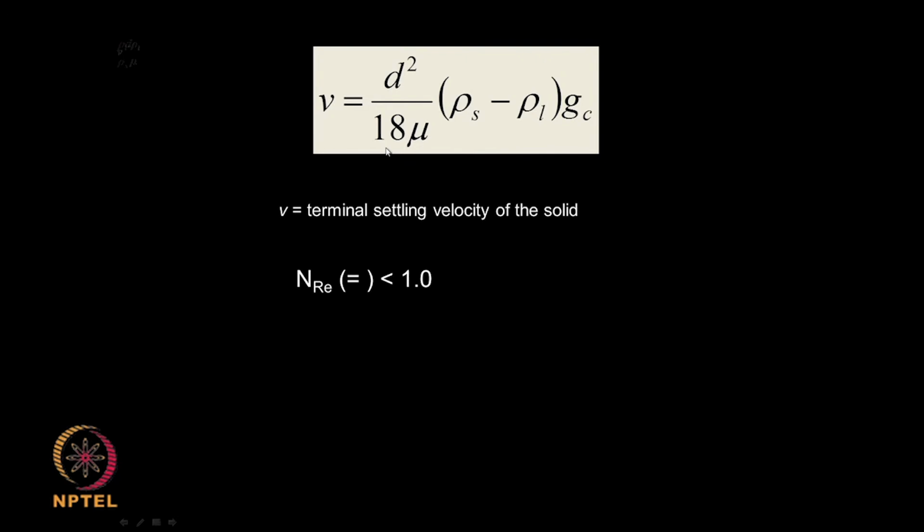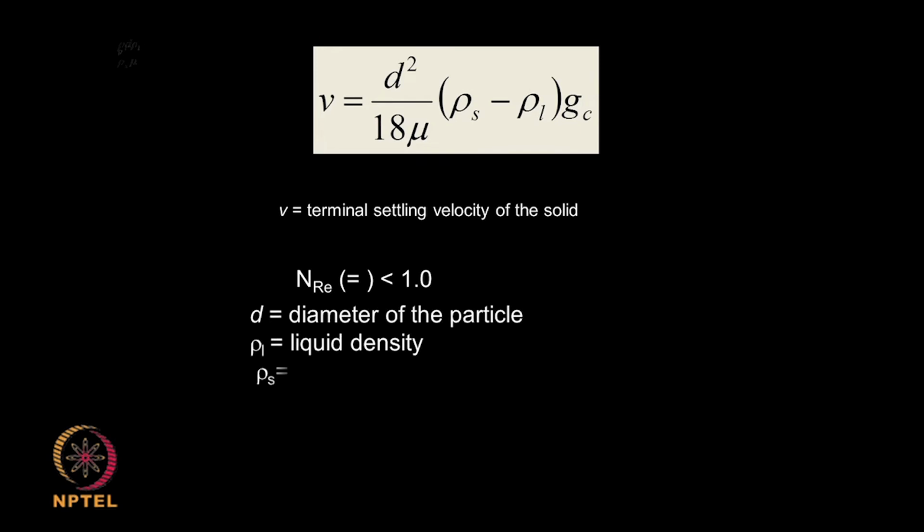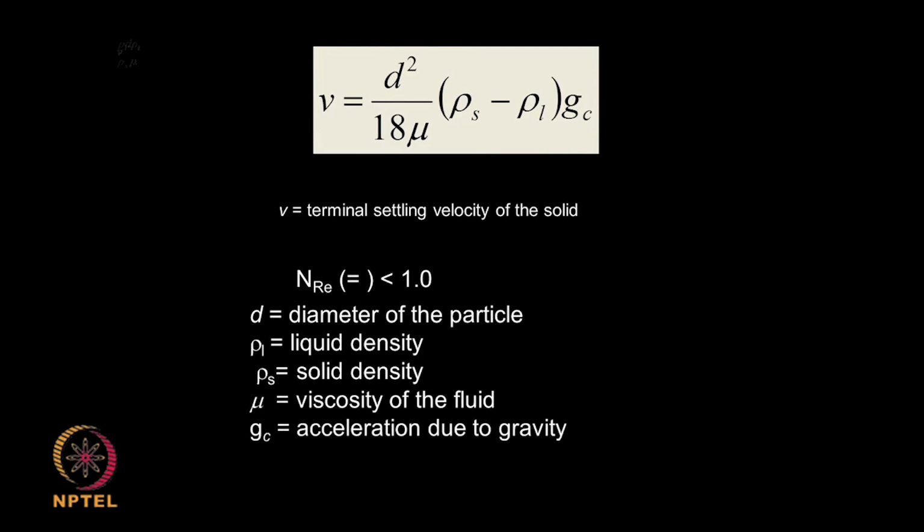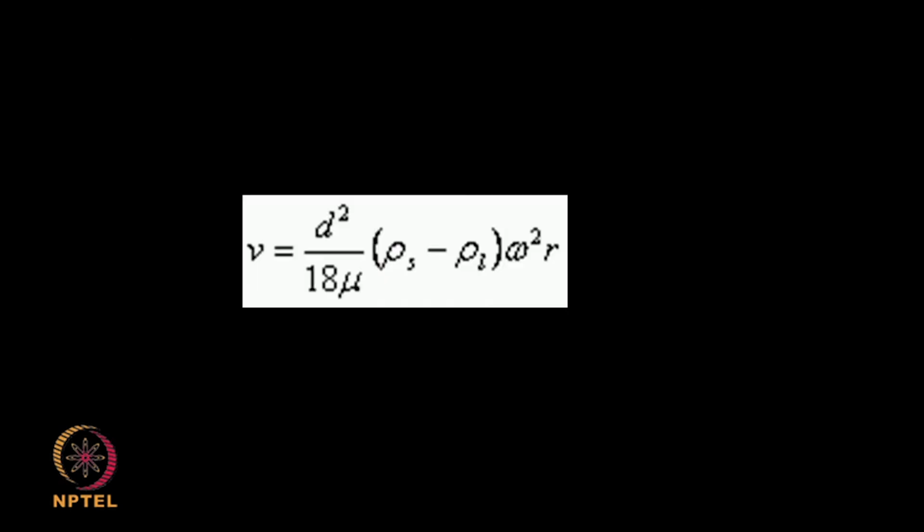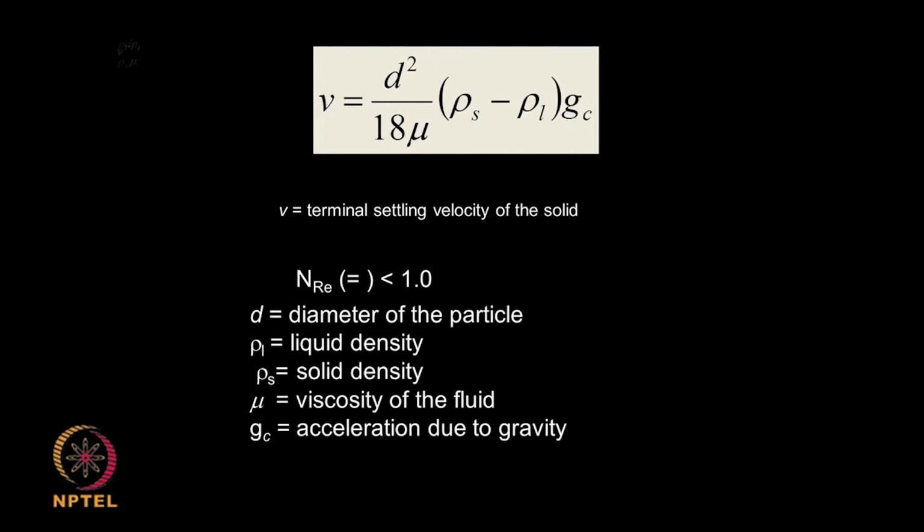The most important point you have to consider is that the solid should be moving at a very low velocity, that means at a very low Reynolds number. Generally the Reynolds number should be in the order of less than 1. How do you calculate the Reynolds number? The equation for Reynolds number, which you may all know, is Re equals d, the diameter of the particle, times u, the velocity at which the particle is moving, times rho, the liquid density, divided by mu, the viscosity of the liquid.